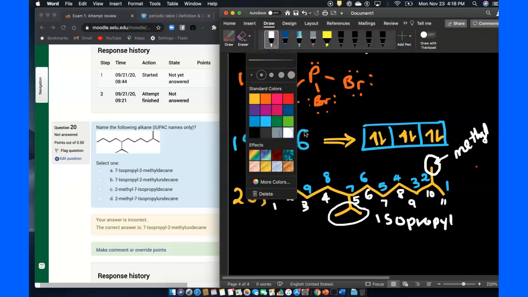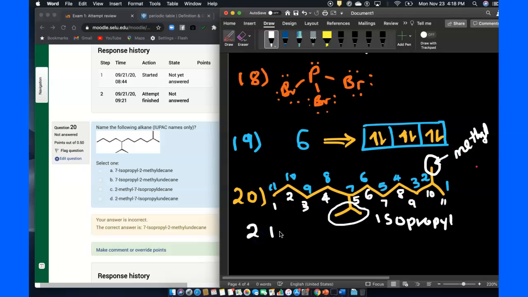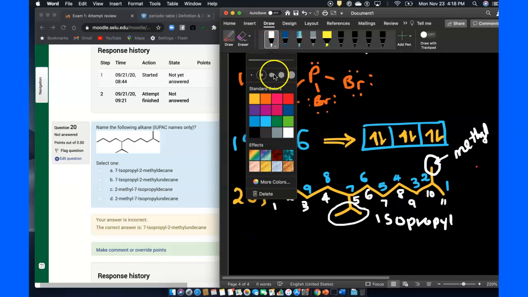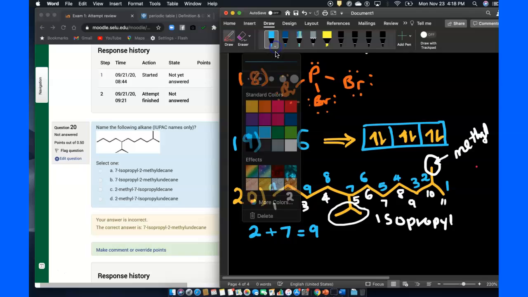Before I tell you why I choose whichever, the shortcut that we used in class, we said we sum them up. So you have a methyl at 2. Let me see. Let's start with the blue one. The blue numbering system. Come on, pen. So you have a methyl at 2 and you have isopropyl at 7. If you sum these up, the answer is 9 for the locant positions.